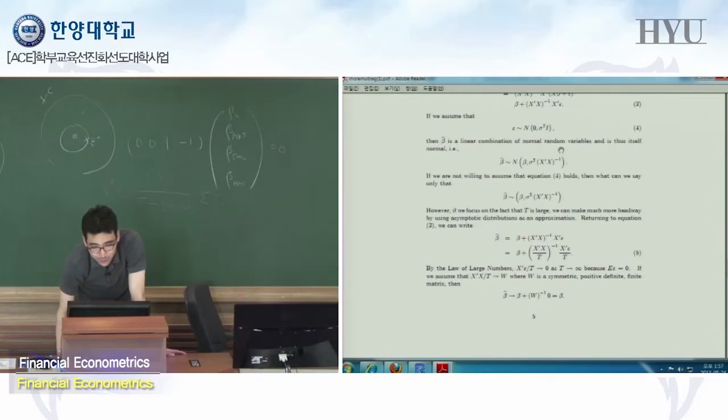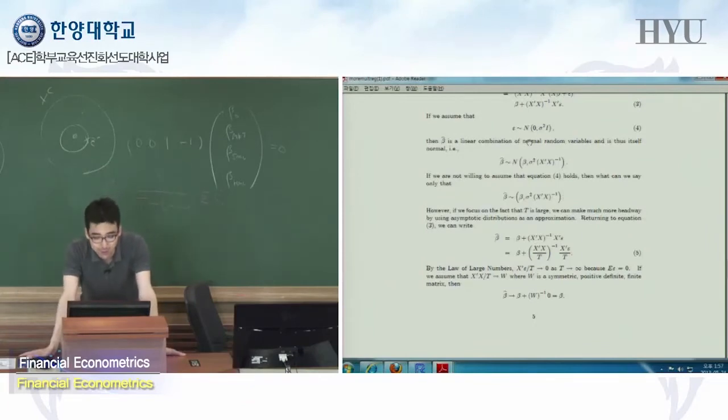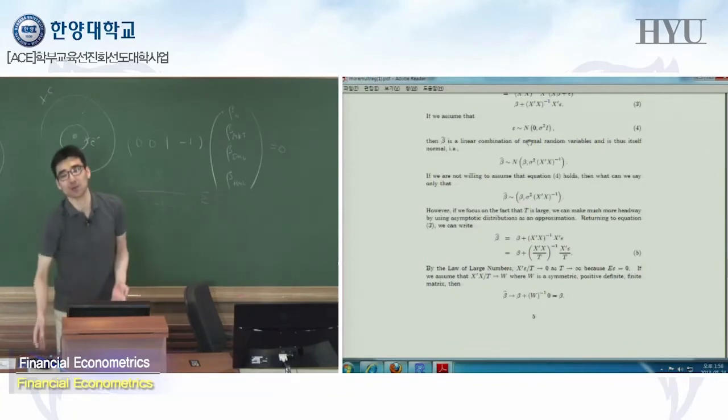In equation 4 we are assuming epsilon follows a normal distribution. But if epsilon does not follow a normal distribution, we cannot say beta hat follows a normal distribution anymore. We can simply say that the mean of beta hat is beta, and the variance covariance of beta hat is sigma square (x prime x) inverse. But we cannot say it is normal anymore. Then we have a problem, right?